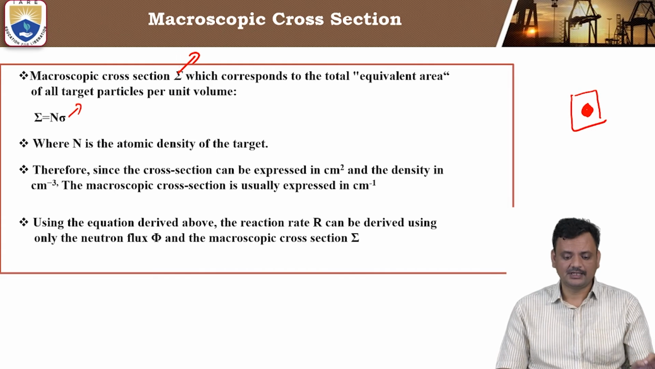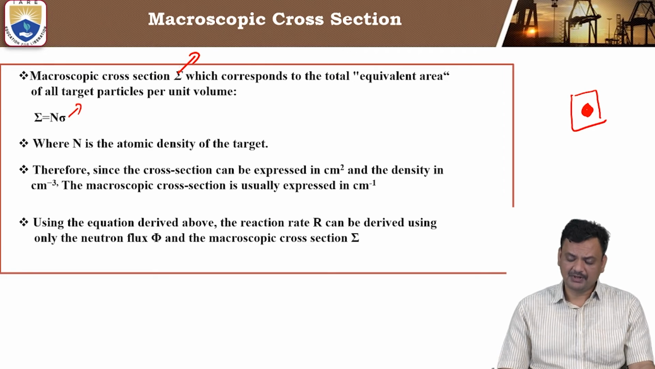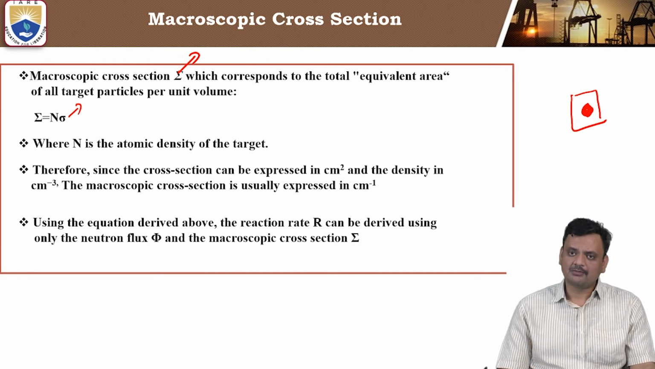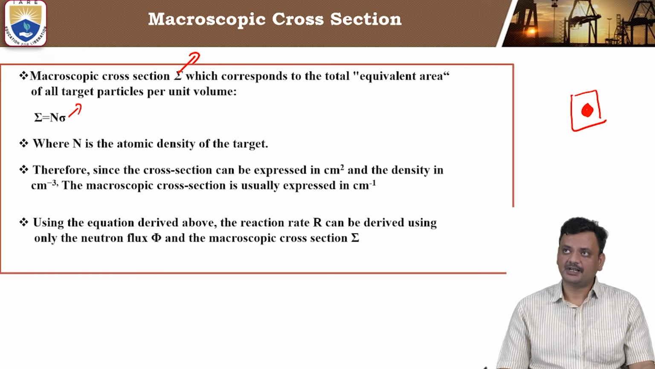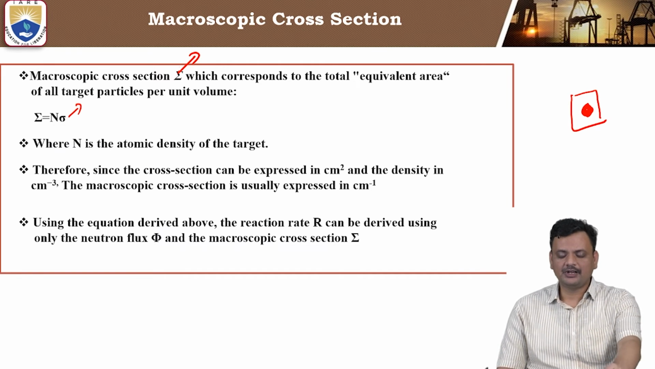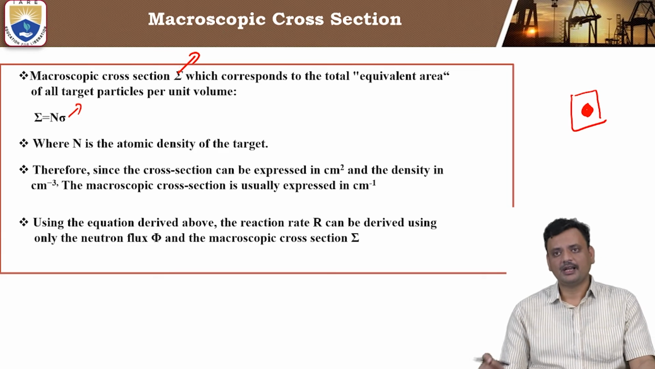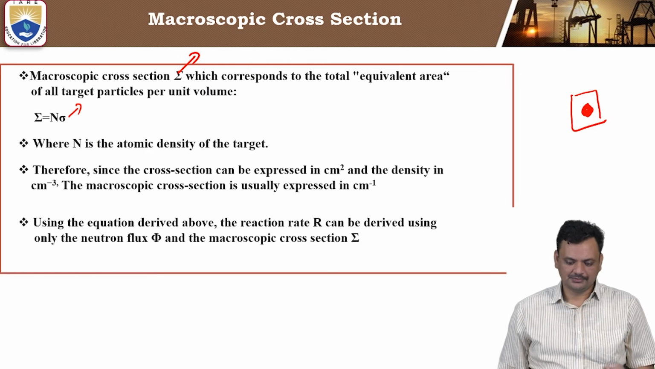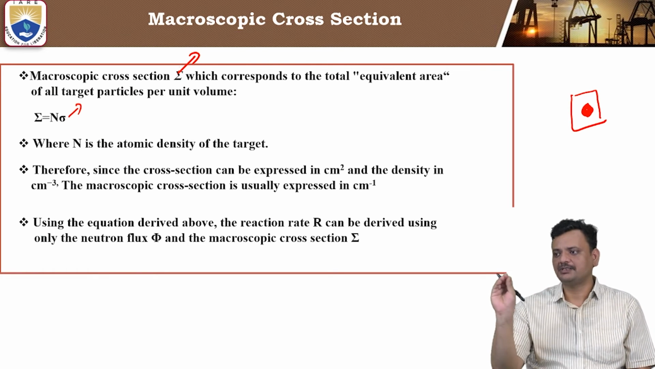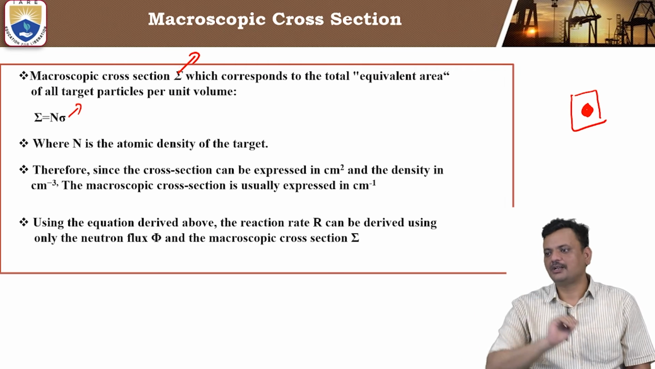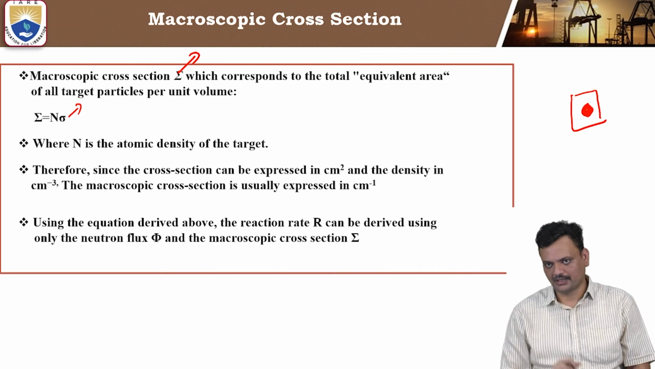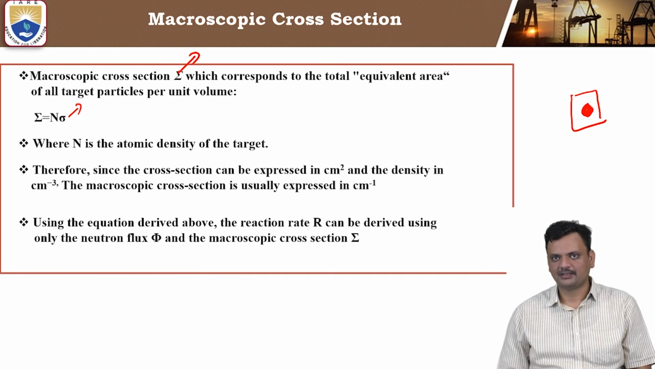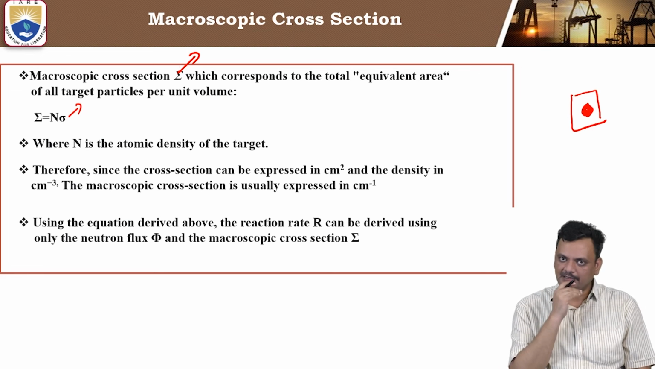And the density is represented in terms of atoms per centimeter cube. So what is the unit of this summation? It is centimeter inverse. Centimeter inverse means how far the neutron travels per centimeter inside the material. That is also a very important term.